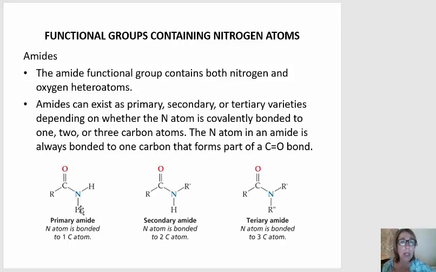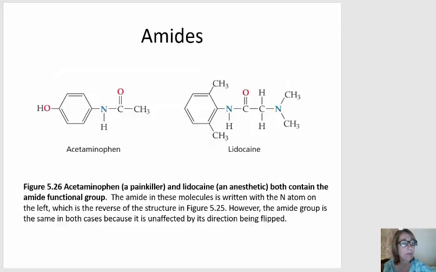Now, like amines, we classify amides as primary, secondary, and tertiary. If there's one nitrogen-carbon bond to that carbonyl carbon, that's known as a primary amide. A secondary amide has two nitrogen-carbon bonds, one of which is to the carbonyl carbon. And a tertiary amide has three nitrogen-carbon bonds. And again, one of those bonds is directly from the nitrogen to a carbonyl carbon.